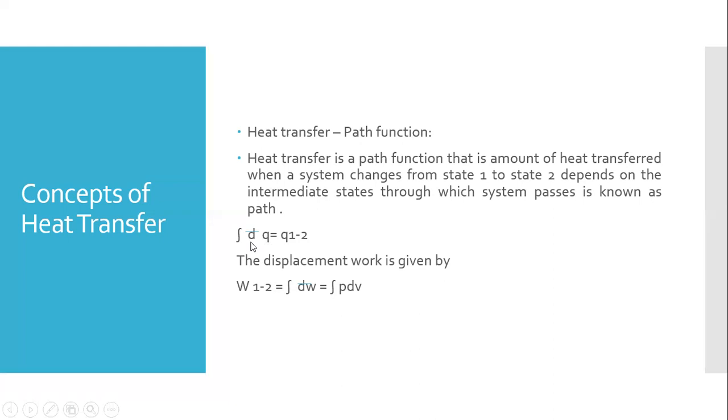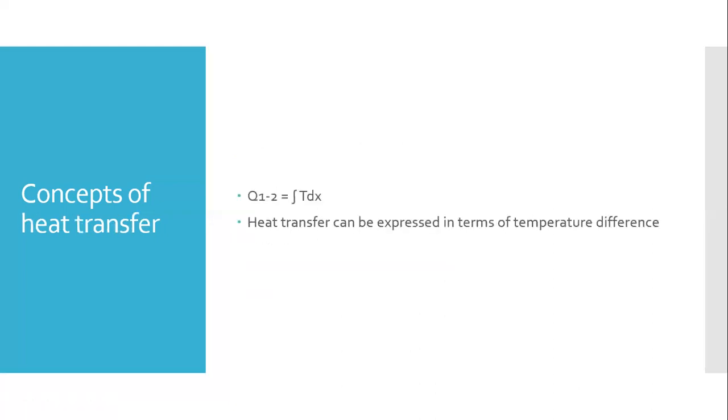d dash is the inexact differential of heat transfer. Similarly for work done. Now the final equation for heat transfer: q is equal to integral T dx, subject to the lower limit 1 and upper limit 2. From this equation, it is clear that the heat transfer equation can be expressed by means of the change in temperature difference between the two different states.